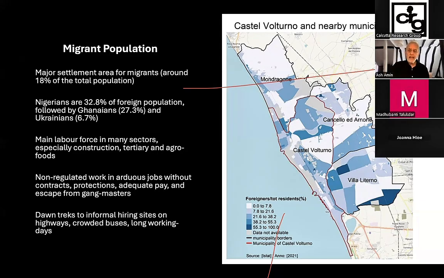And today, Nigerians and Ghanaians make up more than half of the foreign population, followed at a distance by Ukrainians, Poles, Romanians, Gambians, and Togolese. Amongst this largest group, by that I mean the Nigerians and Ghanaians, there are those who arrived over 30 years ago and have spent most of their lives in Castelvolturno, those who were born there, and those who arrived just a few months ago.